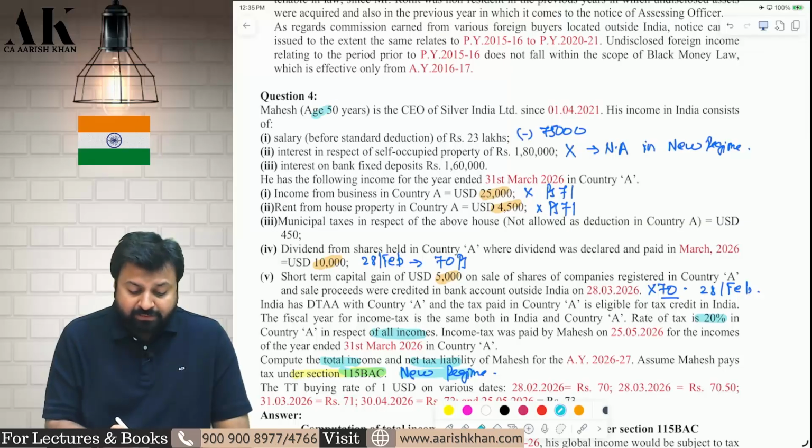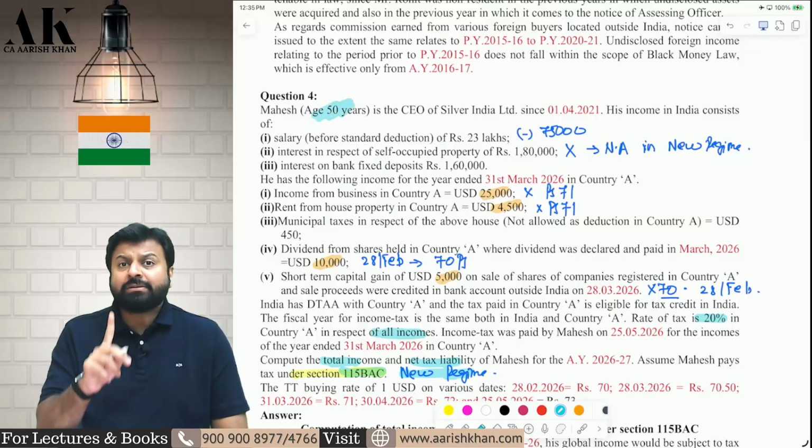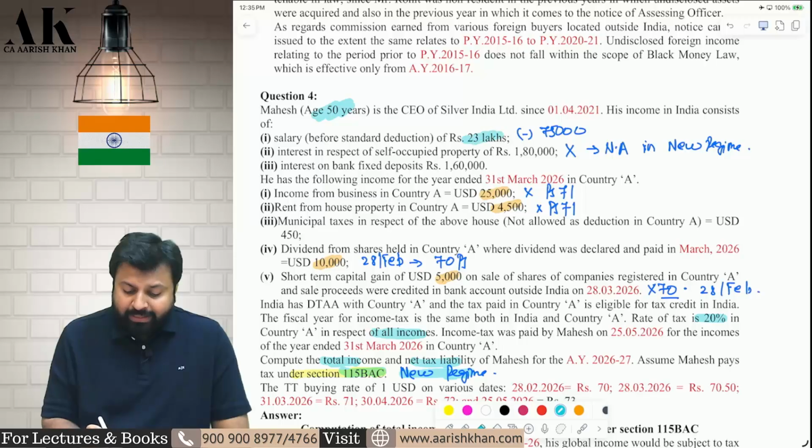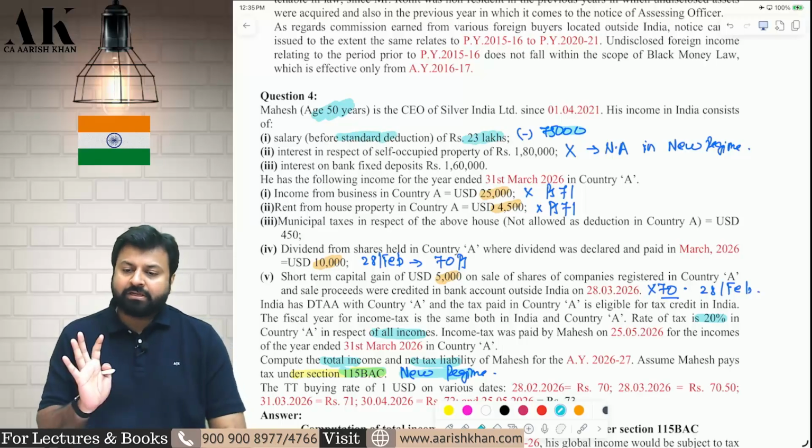First of all, Mahesh is 50 years old. New regime you are following. Salary 23 lakhs before standard deduction. So claim standard deduction 75,000. First of all, write salary.